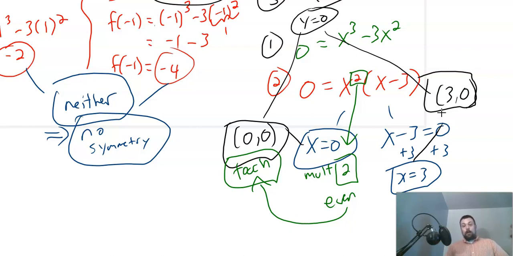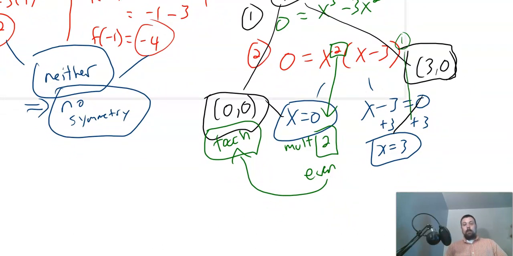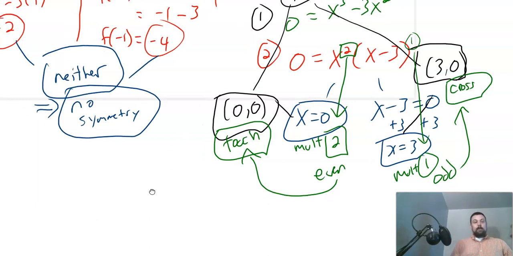All right. Now this one, though, this factor only occurs once. The exponent here is an invisible 1, right? So there's no exponent there at all. That means the multiplicity is 1. If the multiplicity is 1, that is an odd number. 1 is considered an odd number, which means the graph crosses the x-axis at that point. So the graph will touch the x-axis at 0, 0, and it will cross through the x-axis at 3, 0. All right, that's the x-intercepts.